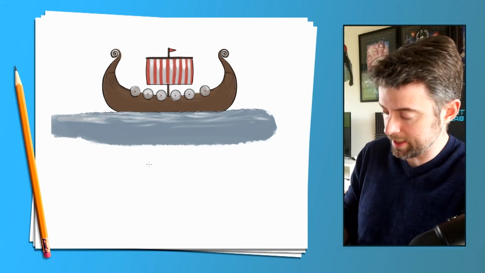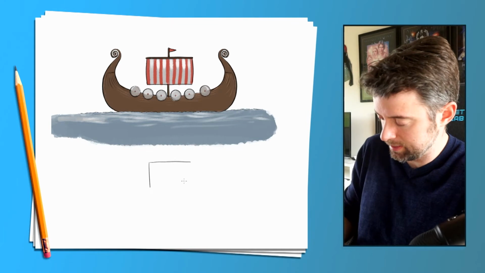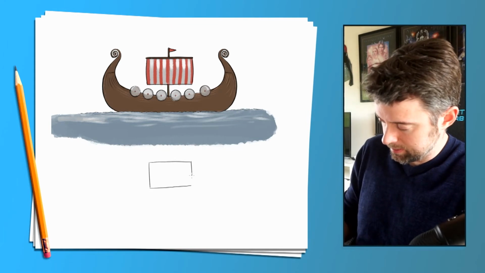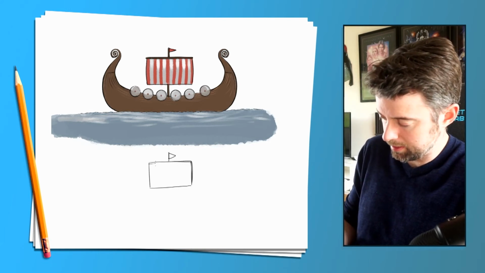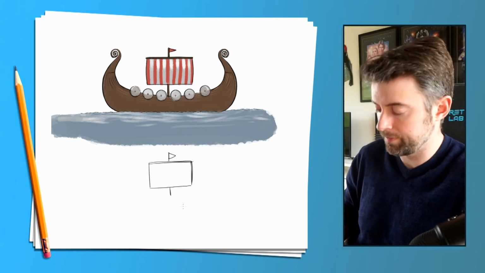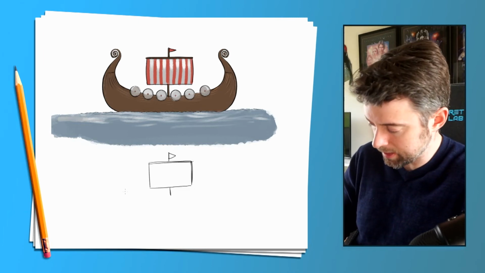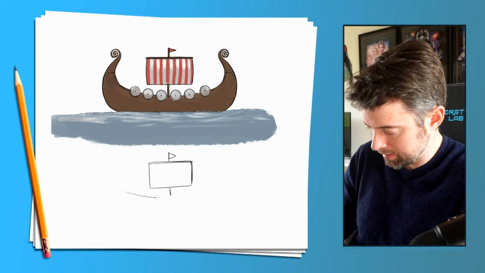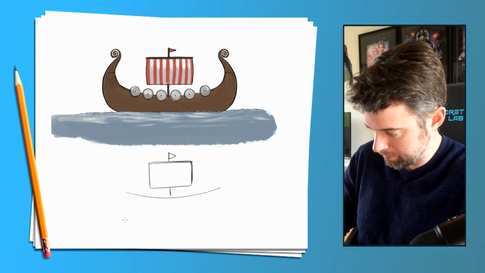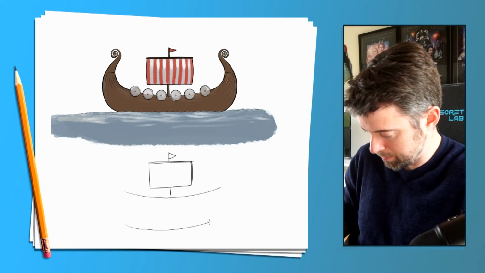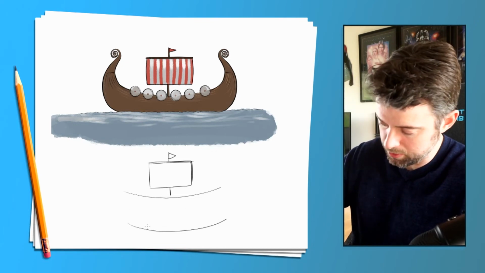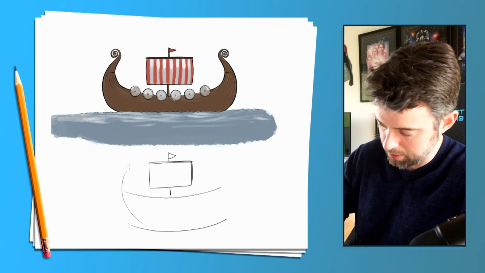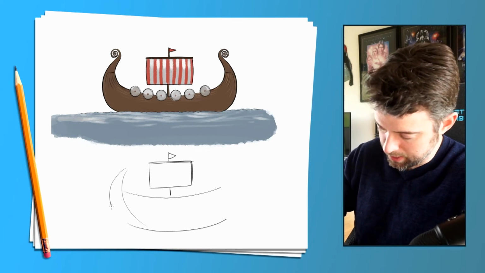Now I'm going to quickly put together these shapes to show you the overall shape of our Viking boat. And let's start off with a rectangle for the sail and a triangle for the flag. Let's draw some semicircles for the hull of the boat. And some moons for the side.